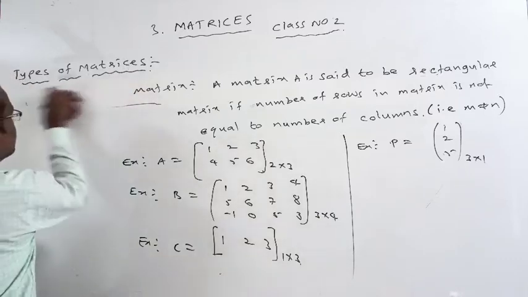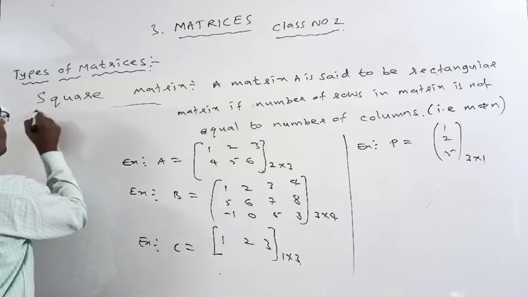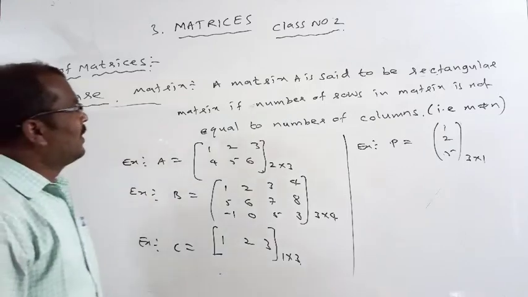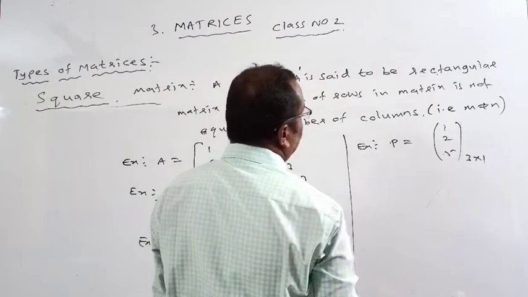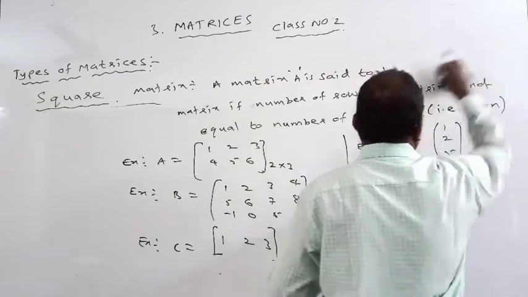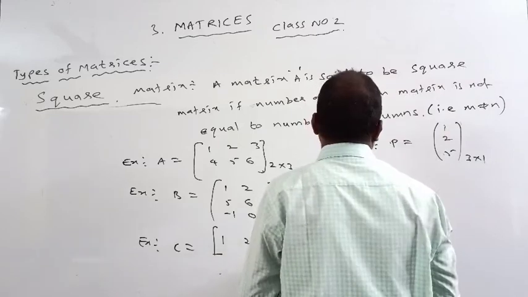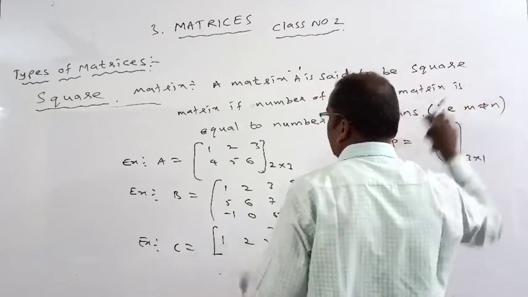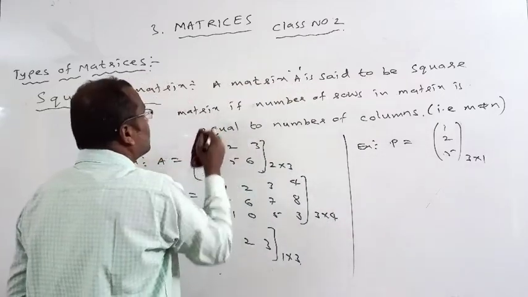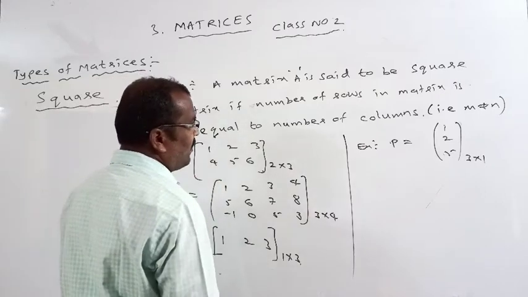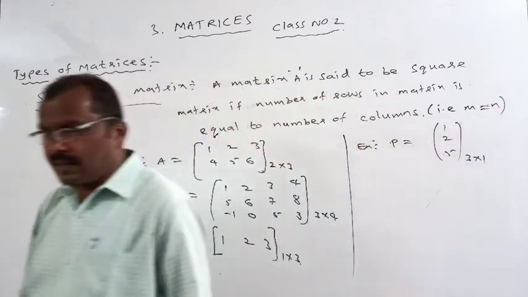Next identity is square matrix. A matrix capital A is said to be a square matrix if the number of rows in a matrix is equal to the number of columns. Means here m is equal to n.